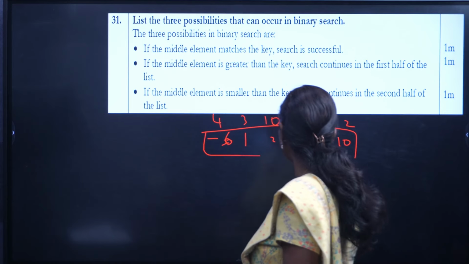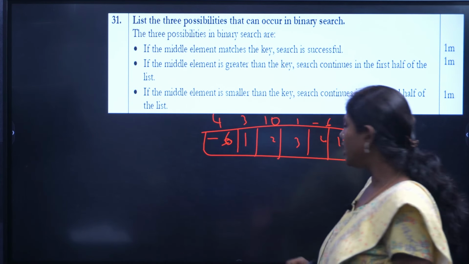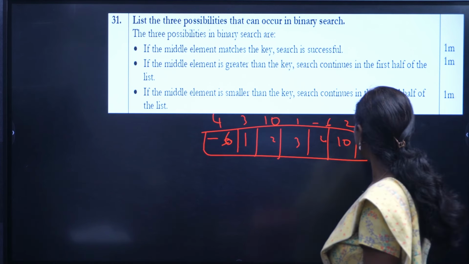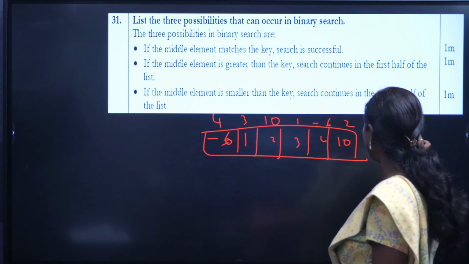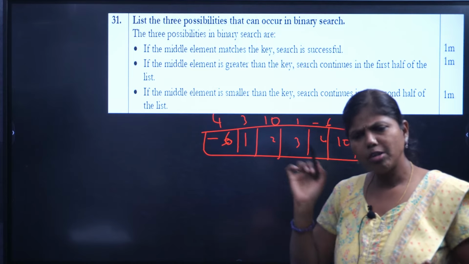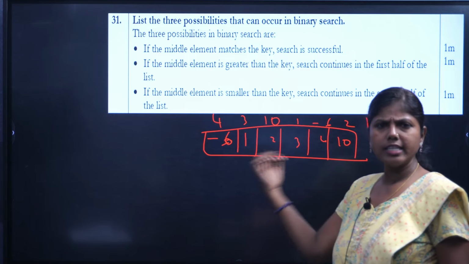What is the boundary? If I have to find an element, let's consider I want to find 4. My key element is going to be 4. If I want to search for the key element, what will I do? First, fix the boundary. The element should be between index 0 and n minus 1.